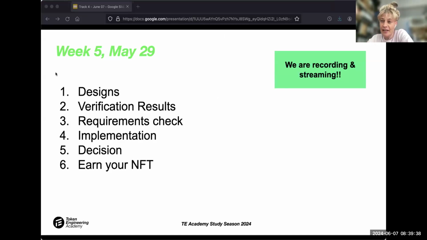Then we'll have another look at the requirements just to double check, okay, did we go over everything? Can we check all boxes? And then I'll share more information on an implementation check we have been running today with Vitor. It will be pretty interesting to see, taking these steps towards the implementation, what we have to keep in mind. Finally, we announced we want to take a first decision today, and then also more information on how to earn your NFT.